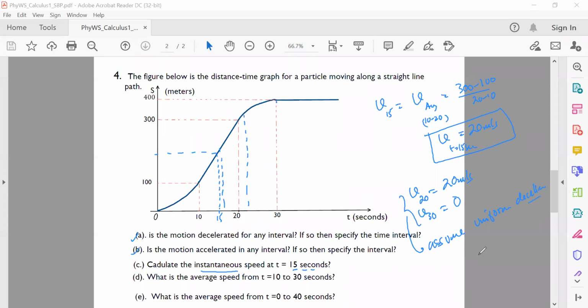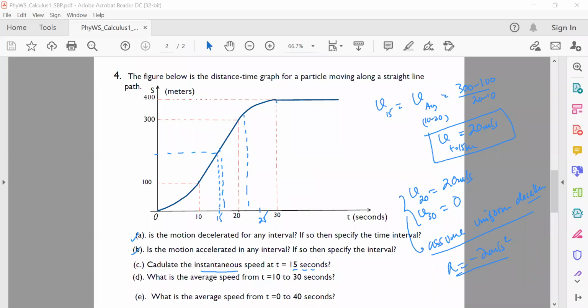You're getting my point? So if we assume uniform deceleration, then that deceleration would be how much? The speed is decreasing from 20 to 0 in 10 seconds. So it would be minus 2 meters per second square. So then we could say that at 25, how much the speed would have become? It would have become 20 minus 2 into 5, so it would have become 10 meters per second. But that we cannot tell as of now from the graph. Okay, is it clear, beta?